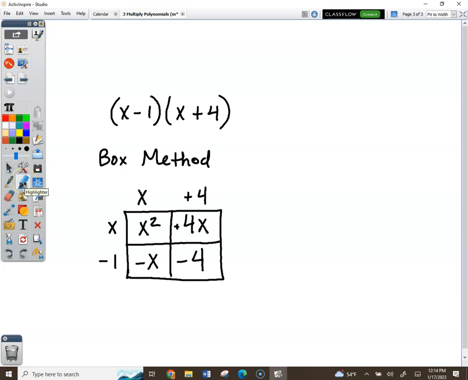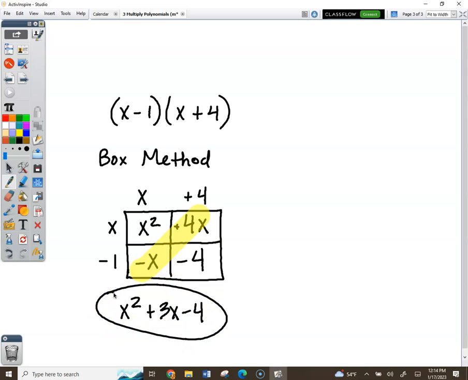Then what you have to do is you have to recognize if there's any terms that are alike, and as you write your answer, you would pull that this is x squared. What does this become? Positive 4x minus x becomes positive 3x, and then minus 4, and that's the answer.